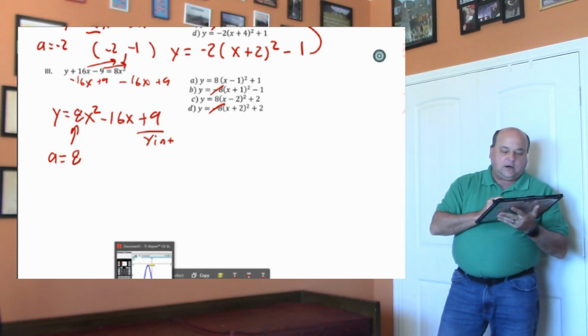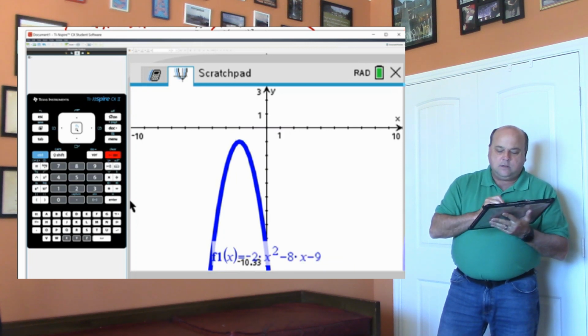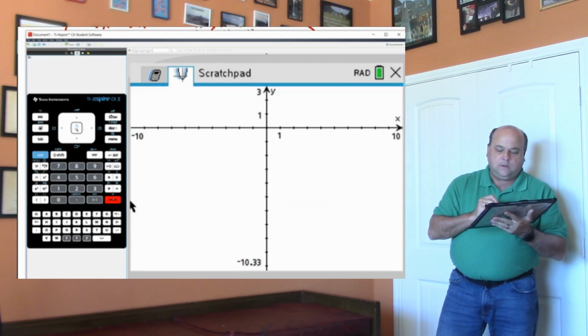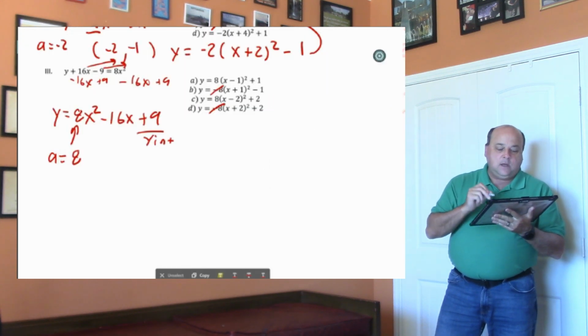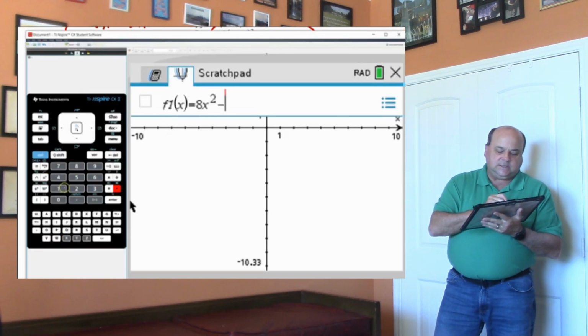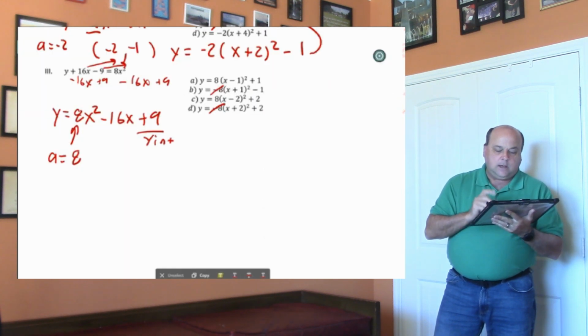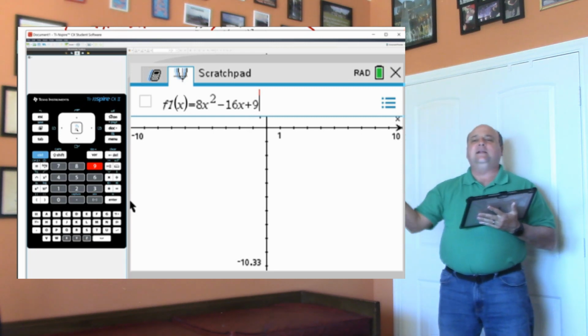Now then, let's go to the calculator. Let me delete everything first. Delete, delete, delete. Hit enter. Then hit tab. And then we're going to graph 8x squared minus 16x plus 9. Did I do it right? 8x squared minus 16x plus 9. That is typed incorrect. I'm going to type this in.